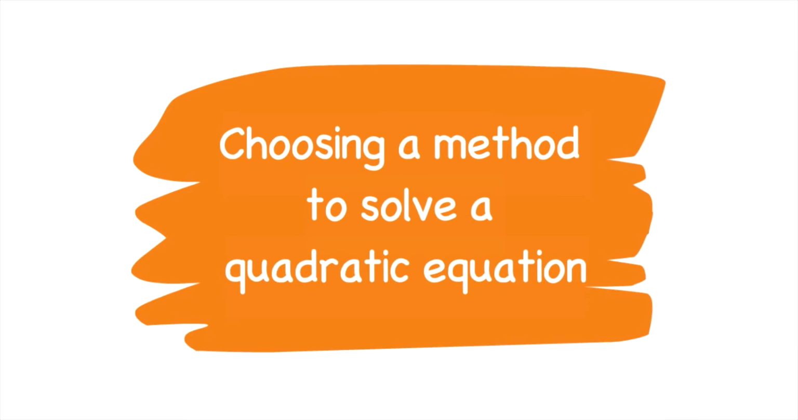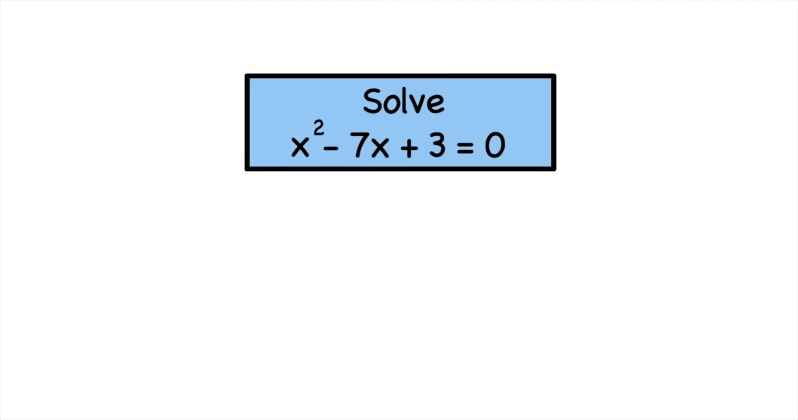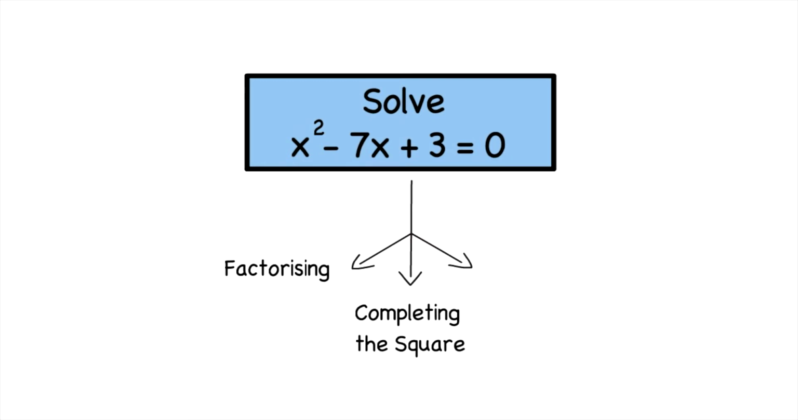This week I'm going to be teaching you how to choose a method when solving a quadratic equation. This kind of question comes up a lot in GCSE papers, and you might be at a point in your revision where you're not entirely sure how to solve something like this, or you could solve it, but you're not entirely sure which of the 3 different methods to solve a quadratic you should use. The 3 different methods to solve any quadratic equation are factorising, completing the square, or using the quadratic formula.